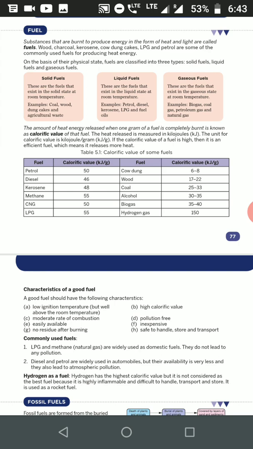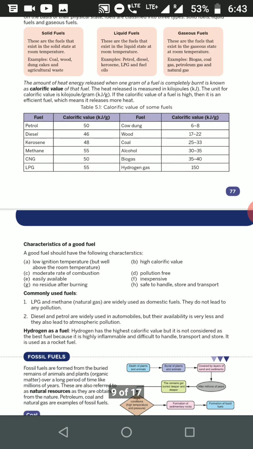Then, commonly used fuels. LPG and methane gas are the most widely used domestic fuels. They do not lead to any pollution. Diesel and petrol are widely used in automobiles, but their availability is very limited, and they also lead to atmospheric pollution. Now, hydrogen as a fuel.